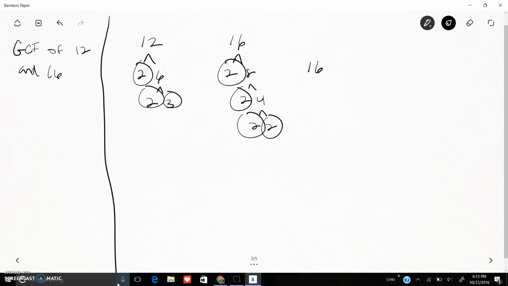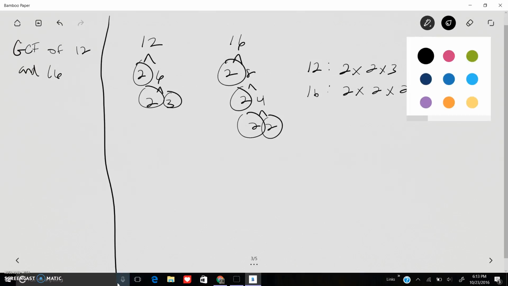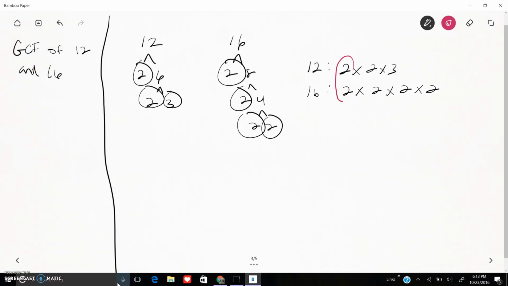So listing them out, let's go 12 first. 12 is 2 times 2 times 3. 16 is 2 times 2 times 2 times 2. Step 3, I'm going to circle. Here's a pair. Here's a pair. I don't have any 3s down here, and I don't have any more 2s up there, so that's all I can do. So my GCF is going to be 2 times 2, which is 4. So the greatest common factor of 12 and 16 is 4.